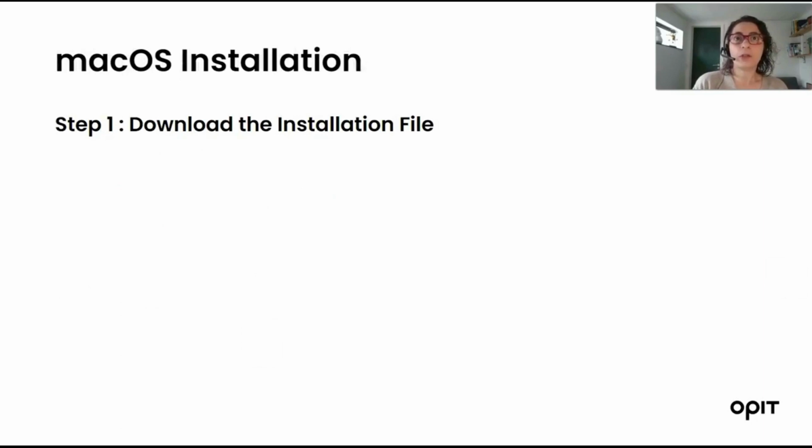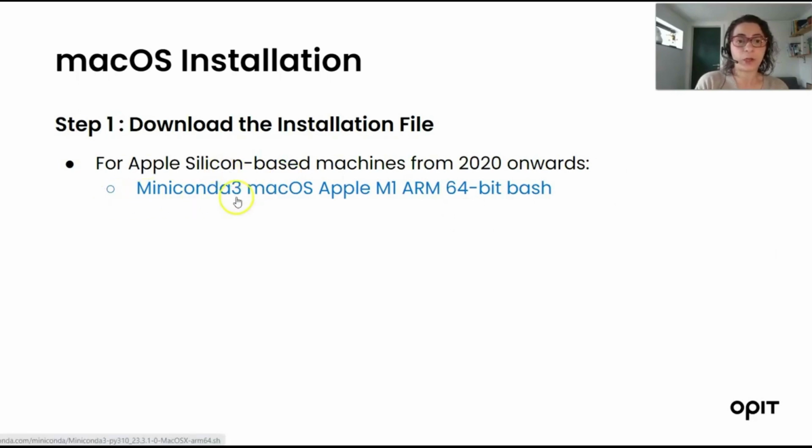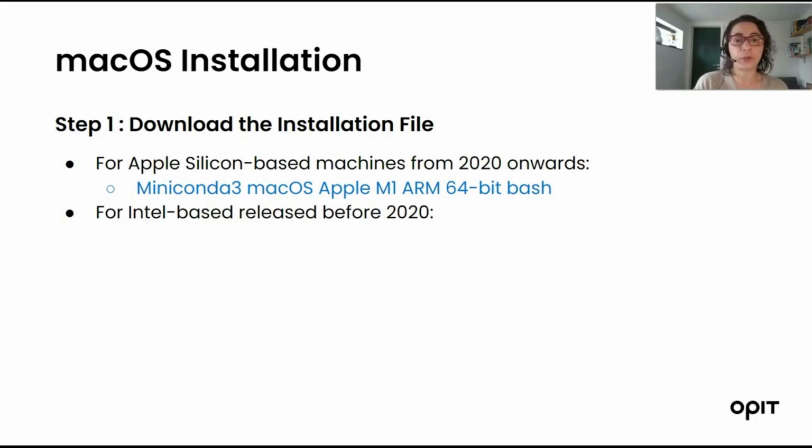If you are a macOS user, there is a similar procedure. First, you should download the installation file for your machine. If you're working on an Apple Silicon-based machine from 2020 onwards, then you can download an Apple installer file that its name might look like this. If you are working, however, on an Intel-based machine from before 2020, then you should download one of the Intel files that might look like this.